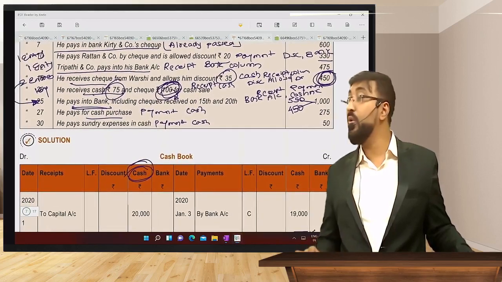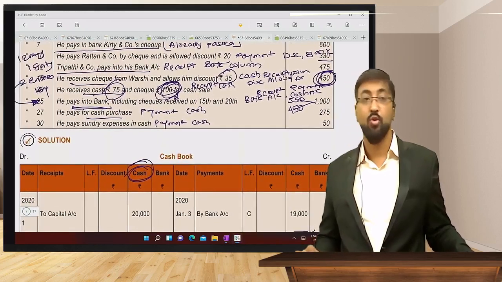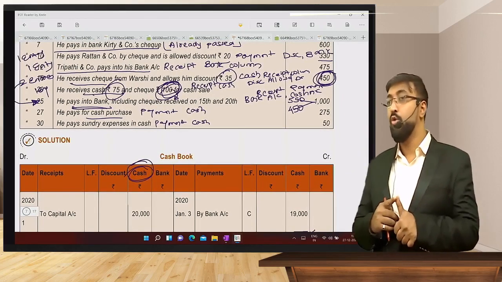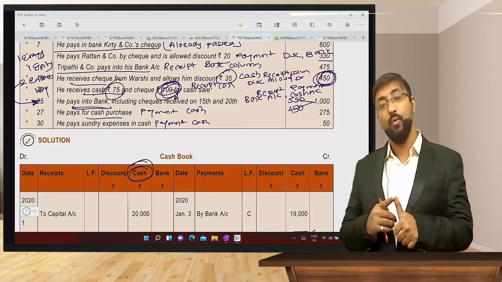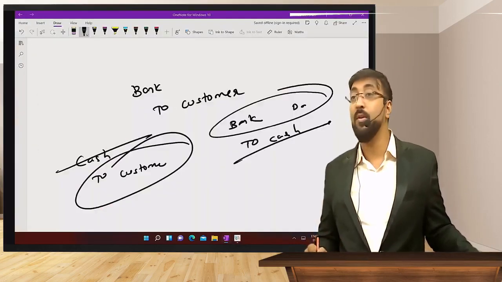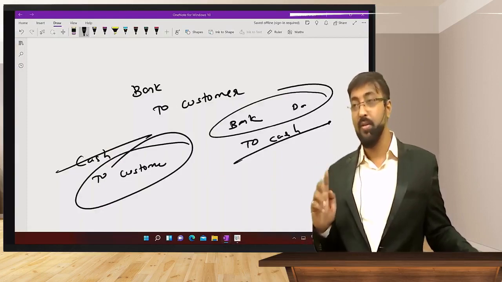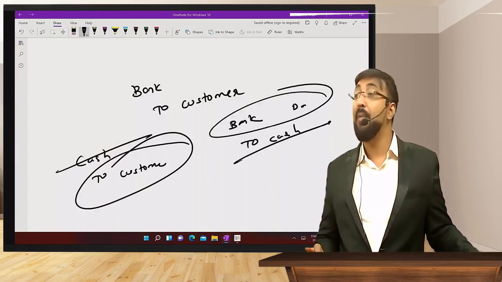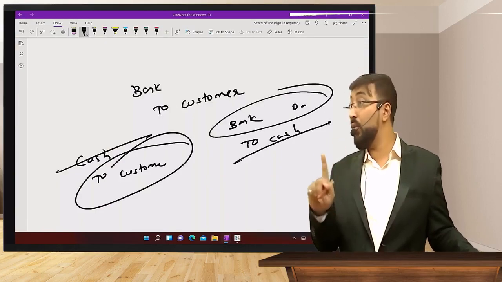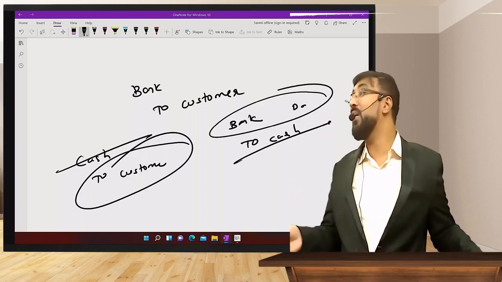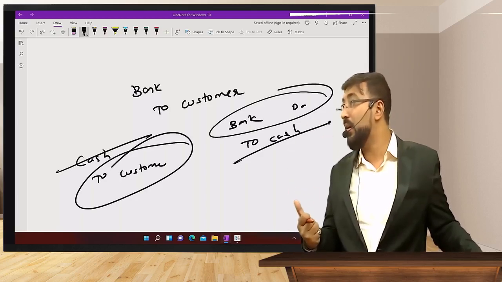So I am just asking you, I received a cash from the customer, two entries or one entry? One entry, very good. So one entry. I received check from customer, two entries. I paid cash to the customer, one entry. I paid check to the customer, only one entry. Only, madam, aapne kitna bola? Two. Beta, payment is not, aapko dhyan mein nahi aa raha hai kya?